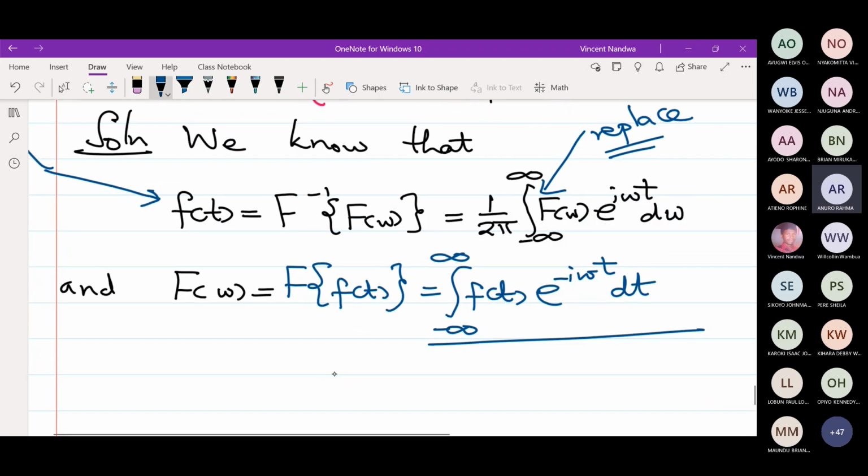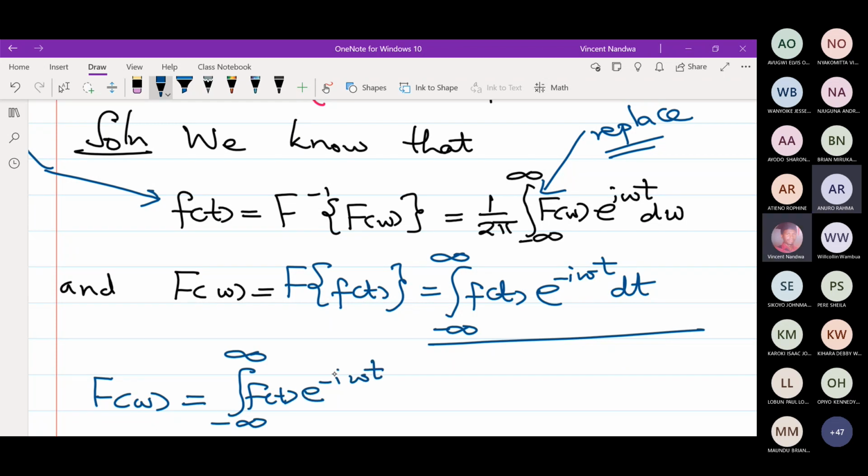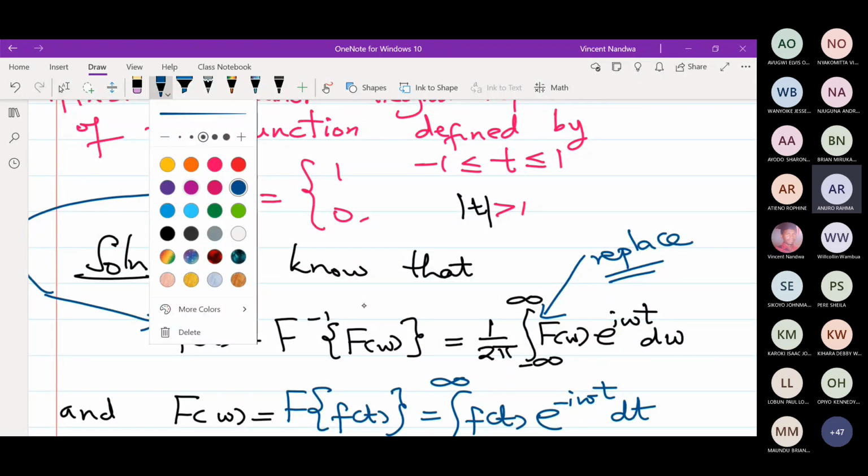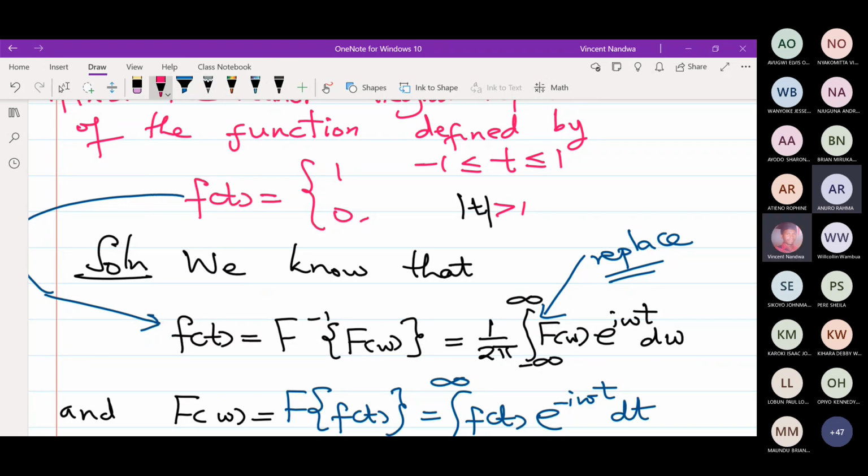So f of omega is given by the integral from -infinity to +infinity of f of t e raised power negative I omega t dt. But we have the definition of the function f of t as different formulas on different domains of the function.